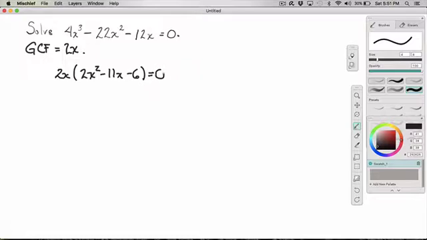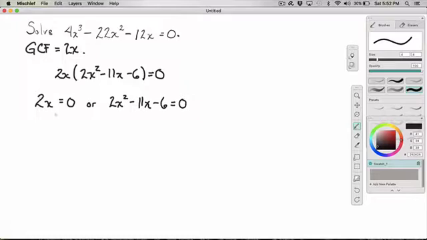equals 0. Now you can take two paths at this point. Notice that we've broken the problem into two factors. 2x is a factor, and 2x squared minus 11x minus 6 is also a factor. So we could just set each factor to 0 at this point. So if we do that, we have 2x equals 0, or 2x squared minus 11x minus 6 equals 0.